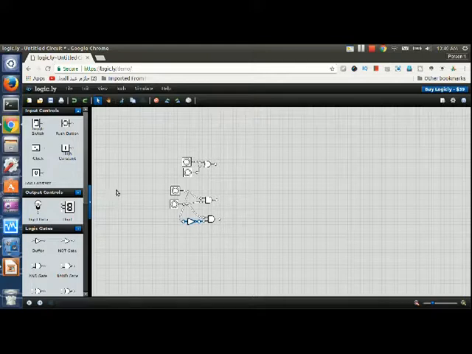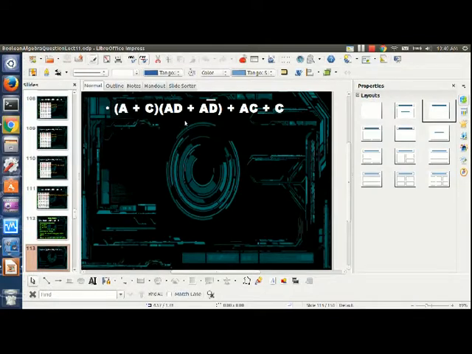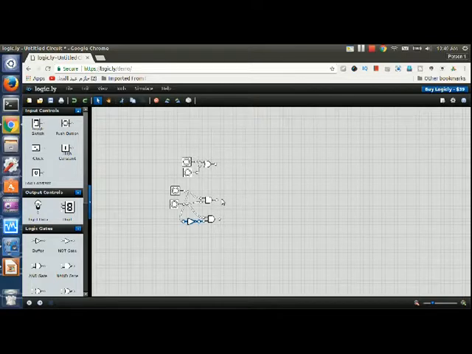I could have labeled them, but I don't want to do that. This is A or C. This is A D not. And what was the relation between them? We had an OR between them. There's an OR.